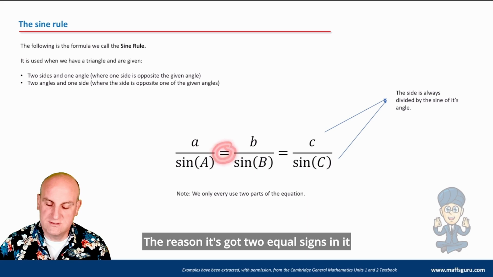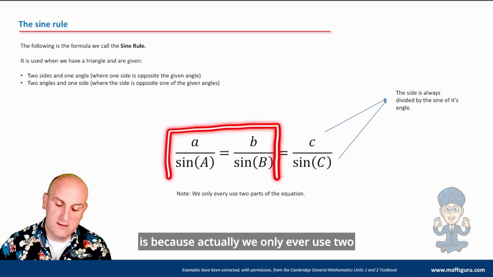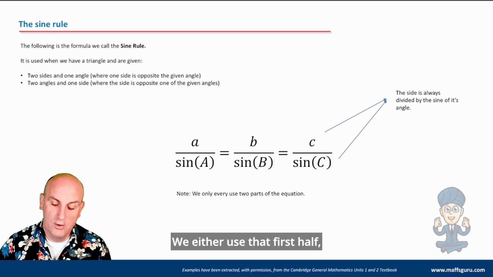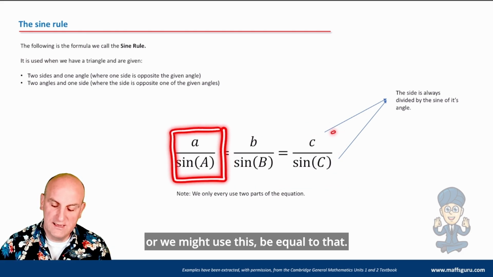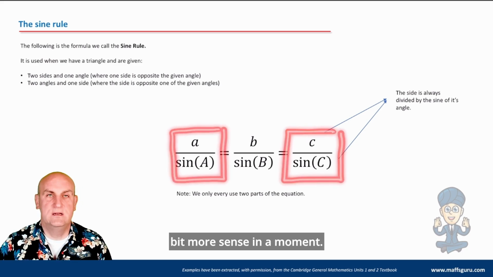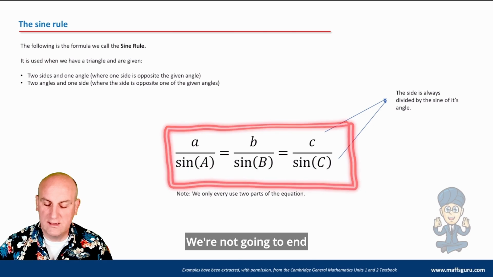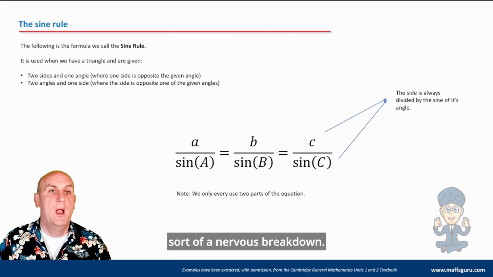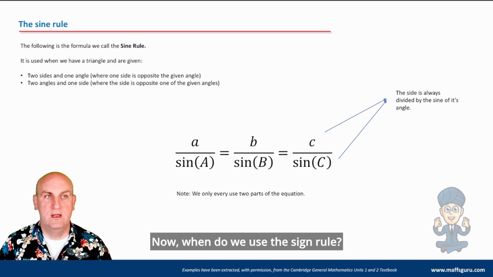The reason it's got two equal signs in it is because we only ever use two parts of the formula. We either use that first half, or we might use this second half, or we might use this one equal to that. Again, that'll make a bit more sense in a moment. So generally speaking you're never going to use the whole thing. We're not going to end up with two equal signs. Your calculator's not going to have some sort of nervous breakdown, but the point of it is, it's there. Now, when do we use the sine rule?